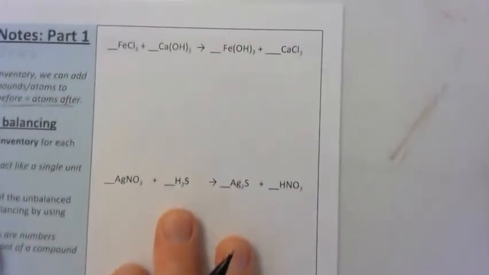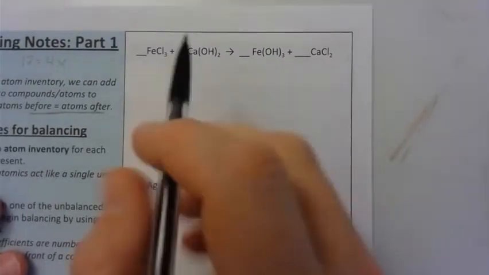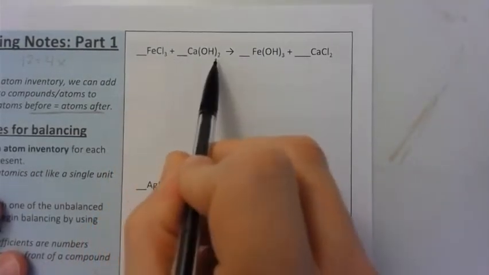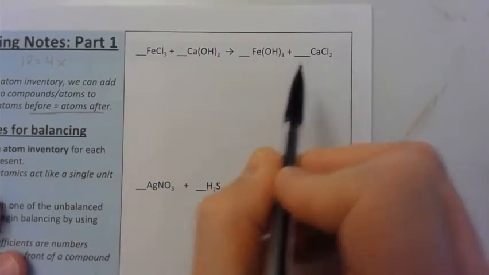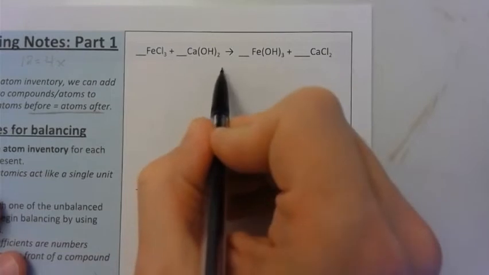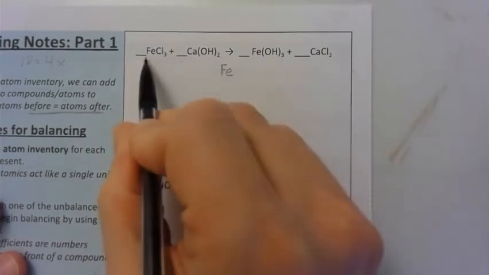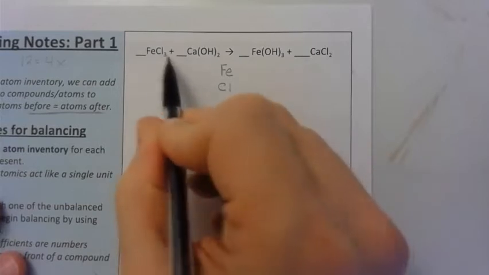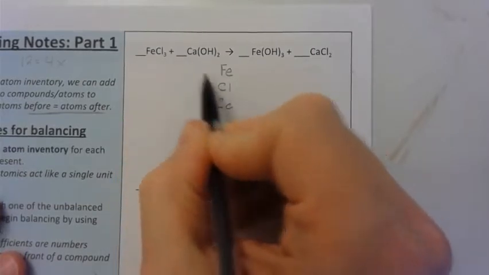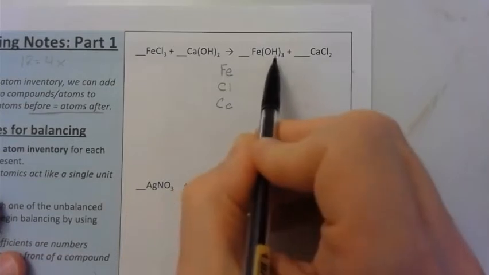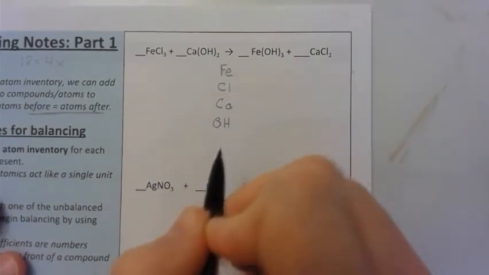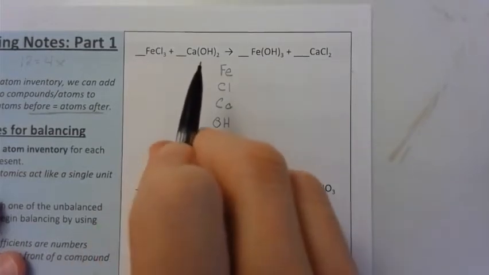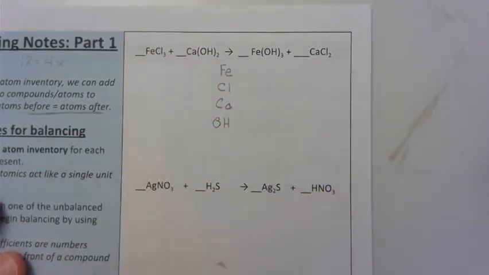So let's practice this first example up here. We've got iron 3 chloride reacting with calcium hydroxide to produce iron 3 hydroxide and calcium chloride. First thing we want to do is perform our inventory. So we've got iron atoms, chlorine atoms, calcium atoms, and then in parentheses that polyatomic hydroxide, so we can count that as one complete set. So we don't have to look at individual oxygen atoms and individual hydrogen atoms.